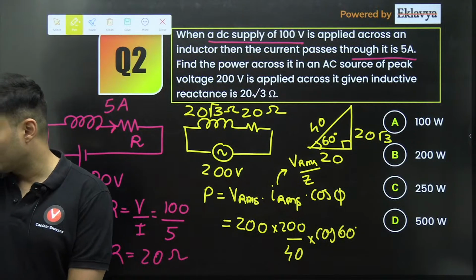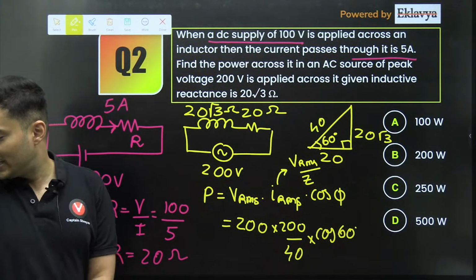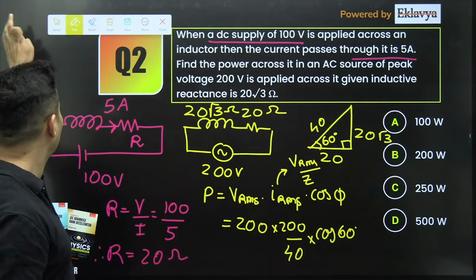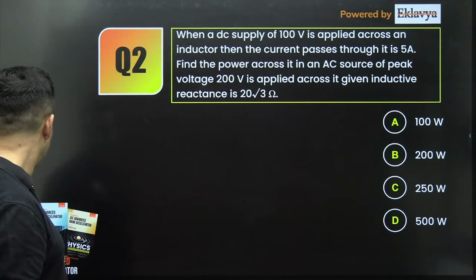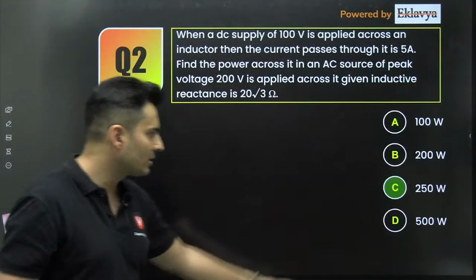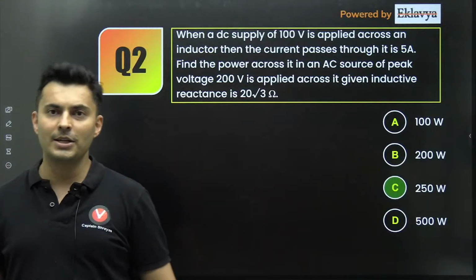No. Option B is not correct. Option C is correct, says Sadvik. Yes, let's find out whether you guys are correct or wrong. I think you should get either B or C, one of them. The answer is C, 250 watts.